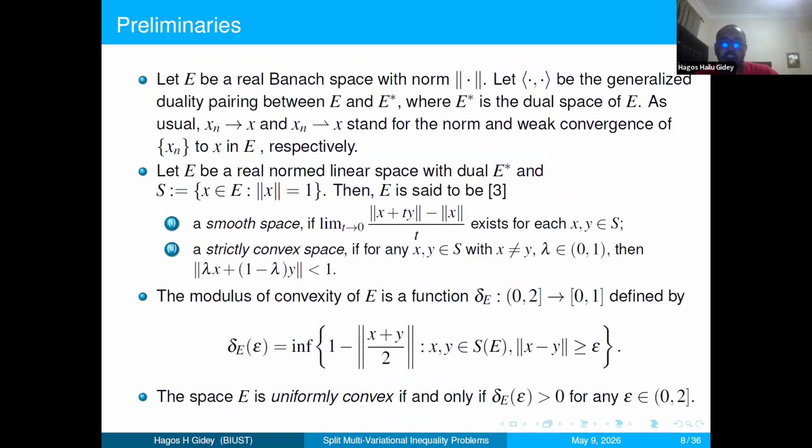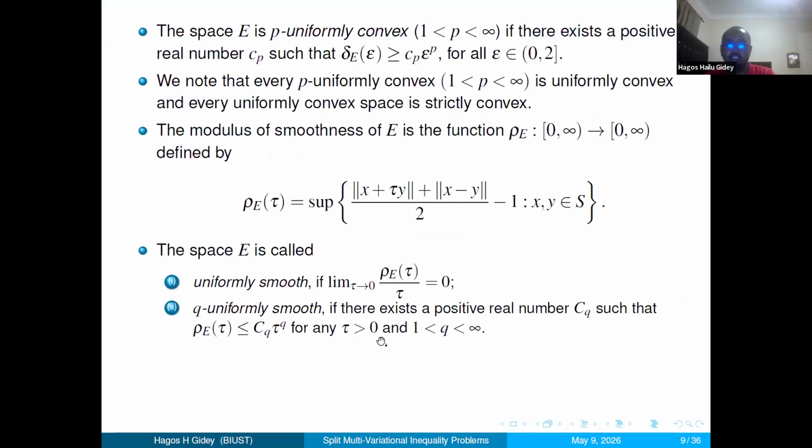Okay, there are some definitions. I will not go into detail. I will just state some of the important terms that we use. One of them is smooth space, and then strictly convex space. From this, we can define what uniformly convex space is. And you can see the p-uniformly convex space definitions for those, and uniformly smooth.